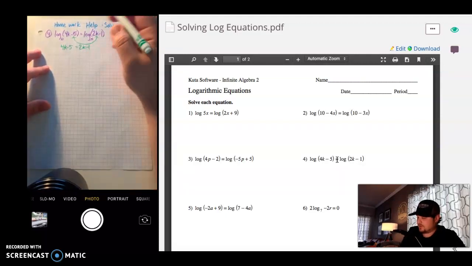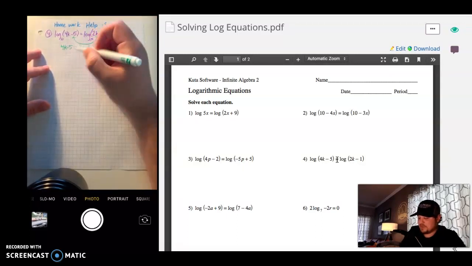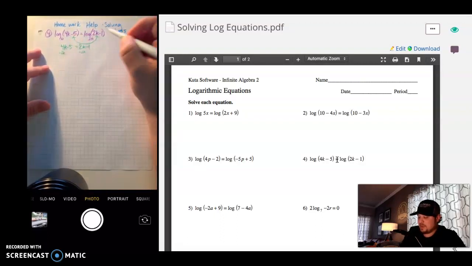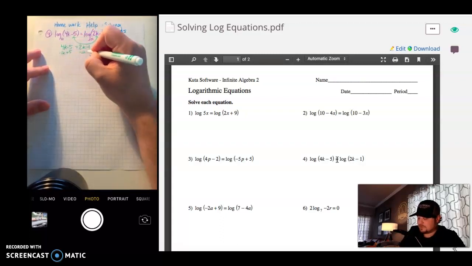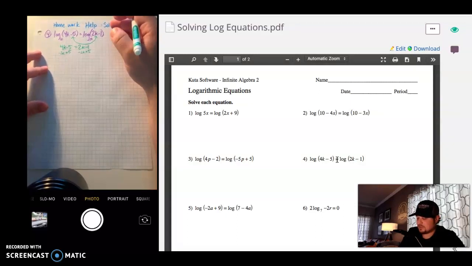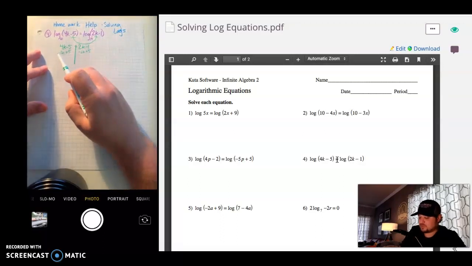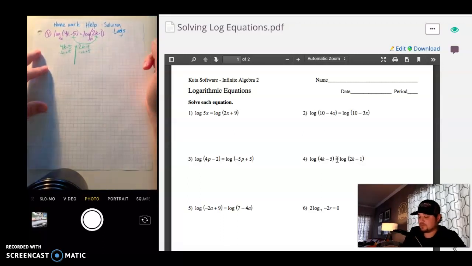Now we can just solve this like a normal equation. I want to get all of the k's to the left side, so let me subtract 2k from both sides. I also want all the numbers on the right side, so I'm going to add 5 to both sides. I like to do that in one step because this is algebra 2, so we're way beyond solving these equations. So we're basically subtracting 2k and adding 5 to both sides.